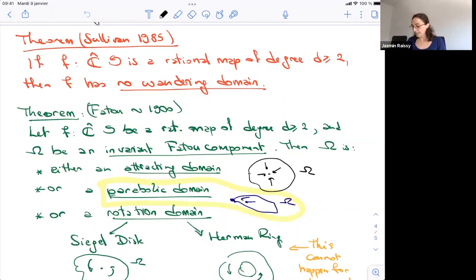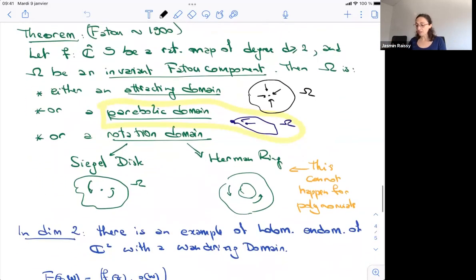And after that, I said, oh, look, so now we can come back to way before, at the beginning of the 1900s, and we have Fatou's classification of invariant Fatou components for the same kind of maps. So these Fatou components cannot be anything. They can either be attracting domains or parabolic domains or rotation domains.